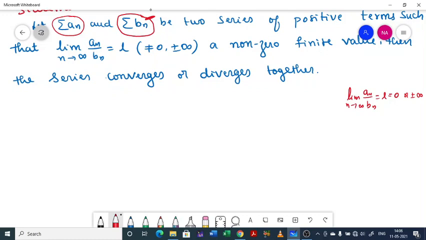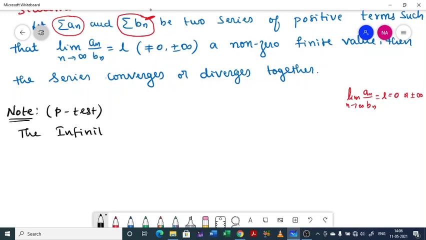Now the question is, how to choose summation bn? Before going to that, I'll write one more note. This note is one of the very important notes. This is what we call the P test.